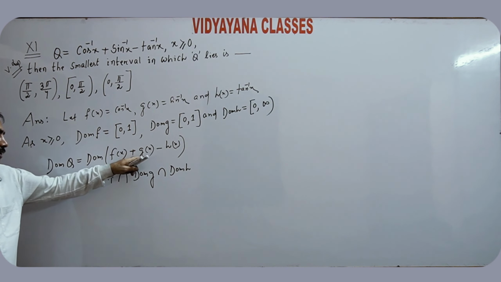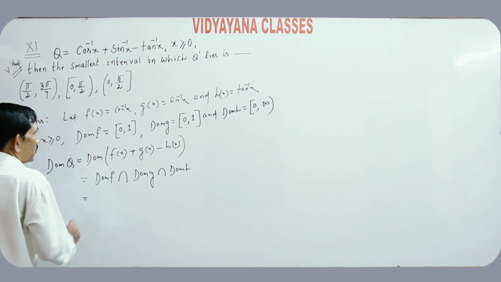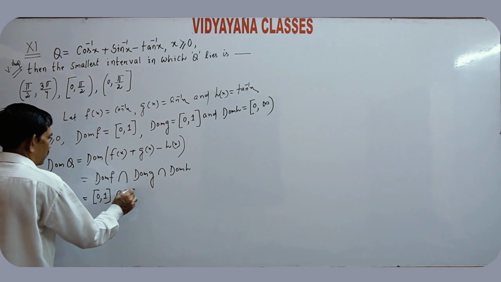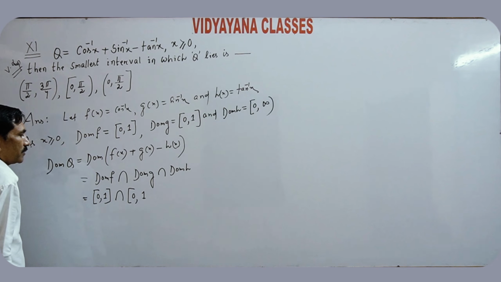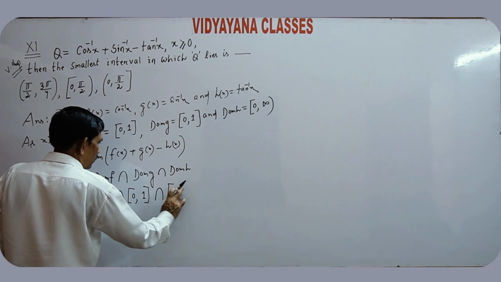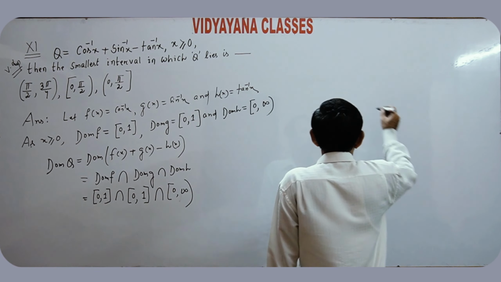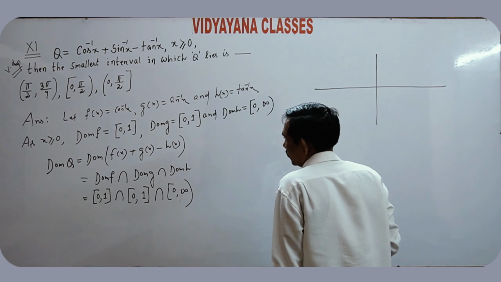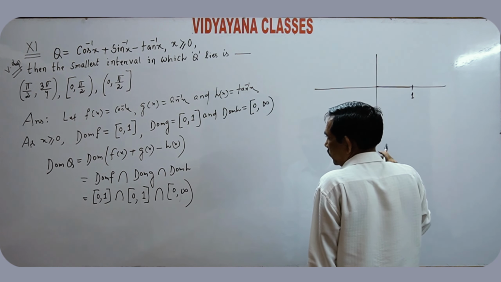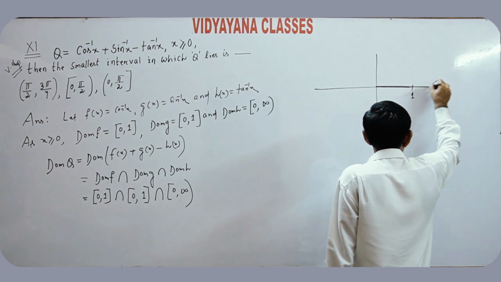The domain of f(x) plus g(x) minus h(x) is defined by dom of f intersection dom of g intersection dom of h. Dom of f is [0, 1], dom of g is [0, 1], and dom of h is [0, infinity). The region shown is the common region.